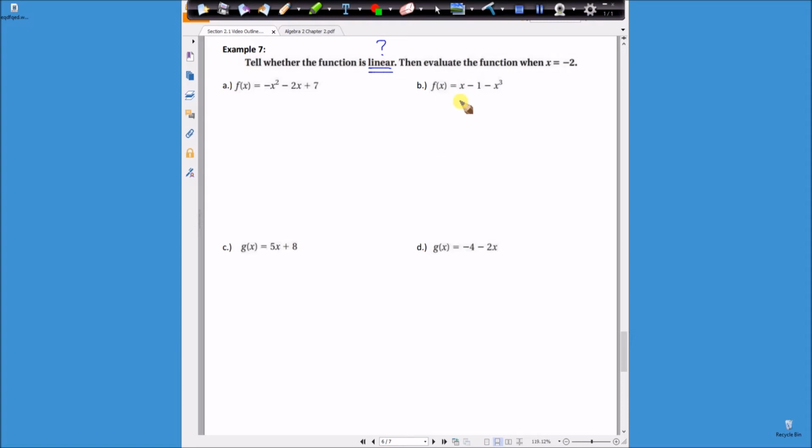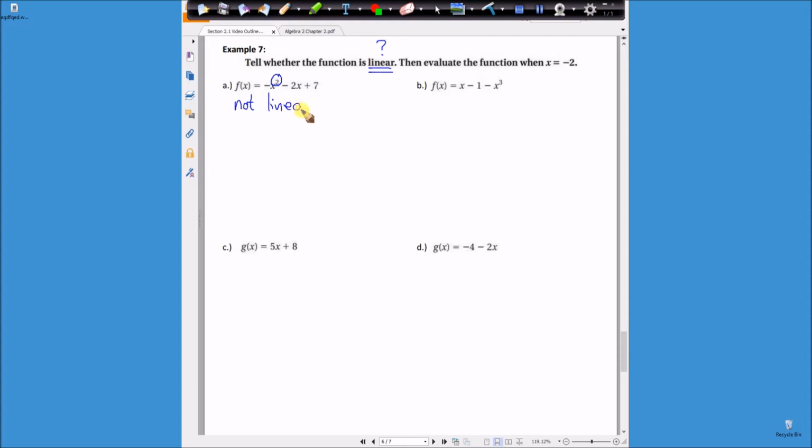Is it linear? After you've answered the question, plug in -2 and see what you get for the answer. So we can work through this fairly quickly. Usually we're looking for x to the first power. In this case, we have a square. When you graph it, it's definitely not a line. Also, because of the second power on the variable, if you just look at the equation, you can know this is not linear. So you say it's not linear.